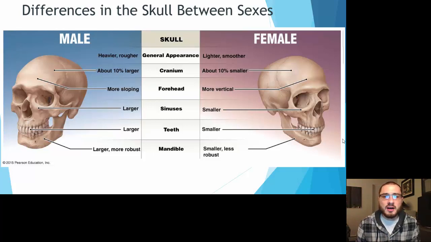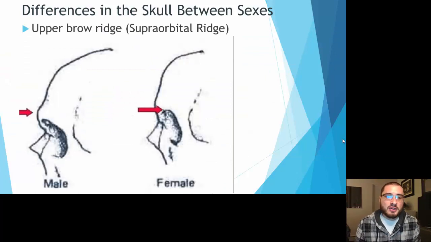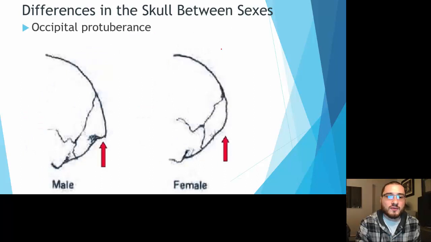We also see that the general appearance is going to be rougher in males and a lot smoother in females. So when we talk about this upper brow ridge, okay, we see that in males there's more of a ridge to it. In females, it is more dainty. There's not really that ridge. Sometimes you'll hear it called a supraorbital, all right, above the eyes ridge, but that's the same as saying upper brow ridge, just a more anatomically correct term for it.